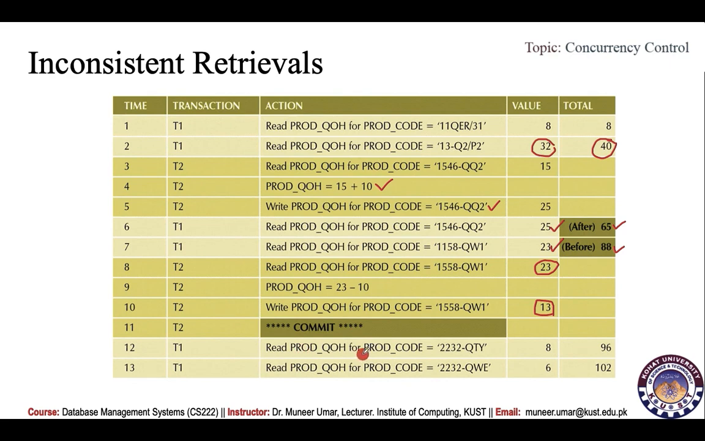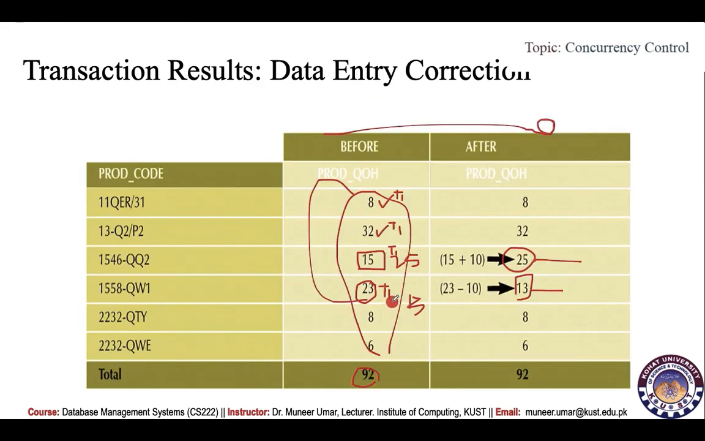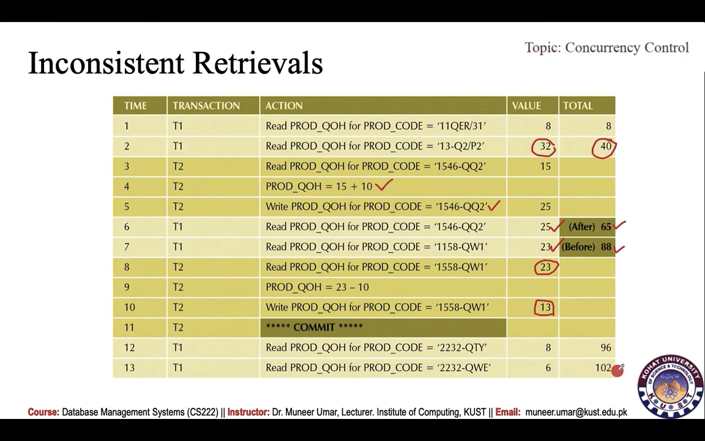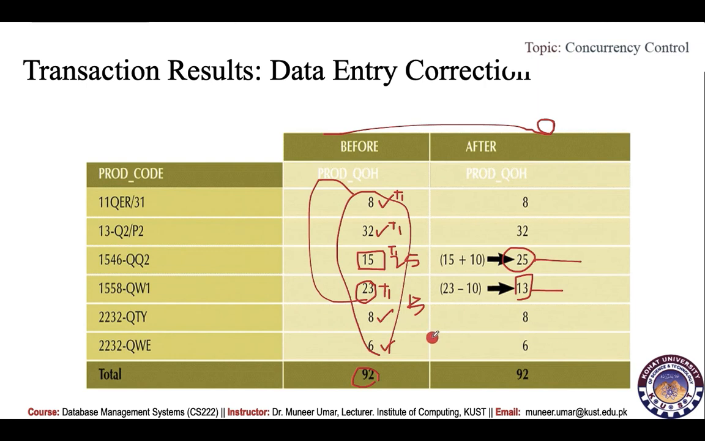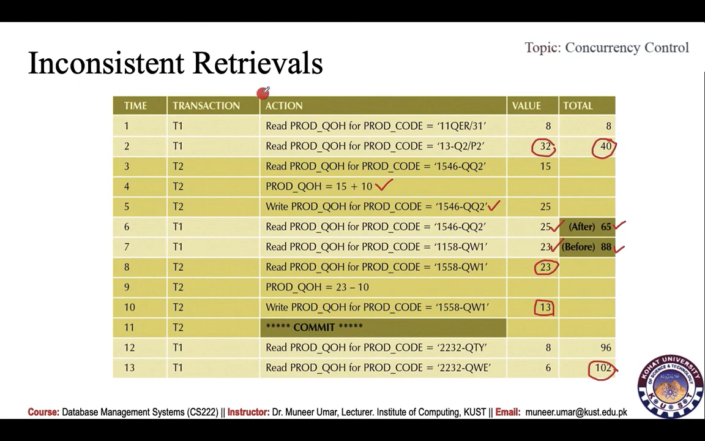T1 now read the remaining two values, these are 8 and 6, and took the sum of all these values, so ultimately it got 102. Now by rule it should be 92, but what happened here is T2 changed this value and T1 considered it. Here T2 changed this value but T1 did not consider it because before the change T1 had already read it. So in this way the end result got corrupted. This is the example for inconsistent retrievals.